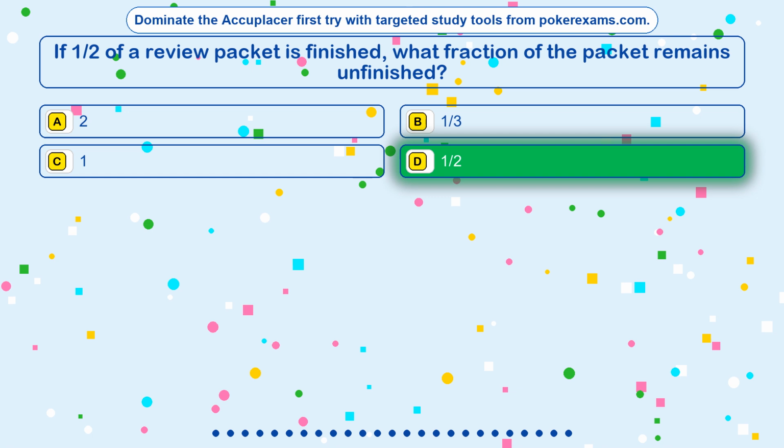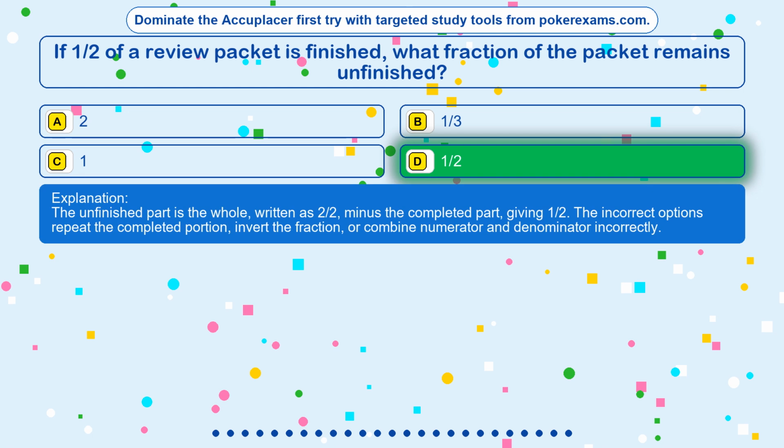The correct answer is option D, 1/2. The unfinished part is the whole, written as 2/2, minus the completed part, giving 1/2. The incorrect options repeat the completed portion, invert the fraction, or combine numerator and denominator incorrectly.